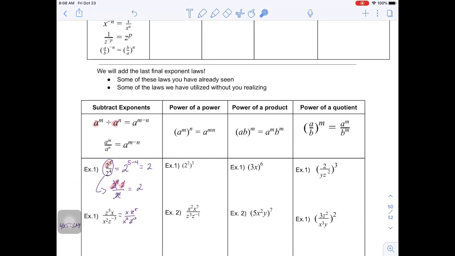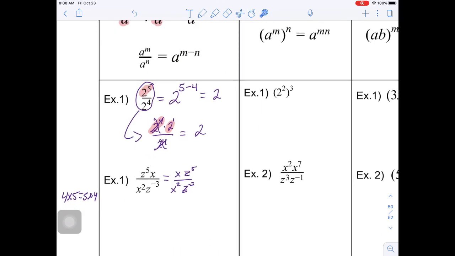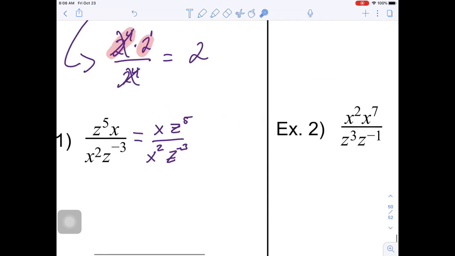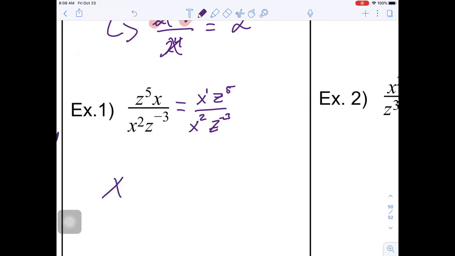Wherever we have a similar base and they're dividing, we can simply subtract their exponents. So here, x and x are similar bases. Remember, this x variable actually has an exponent of 1. So what we can do here is make a single x variable and do 1 minus 2. Remember, it's our numerator's exponent minus our denominator's exponent. So x to the power of 1 minus 2. Now we have z to the power of 5 minus, and recognize this is a negative 3, so I can represent this as negative 3.